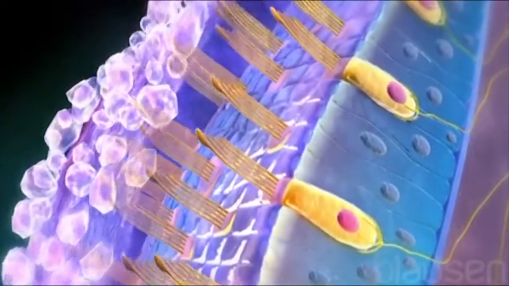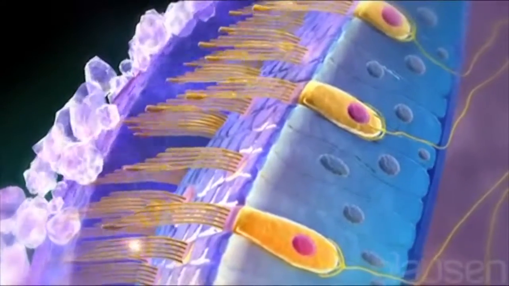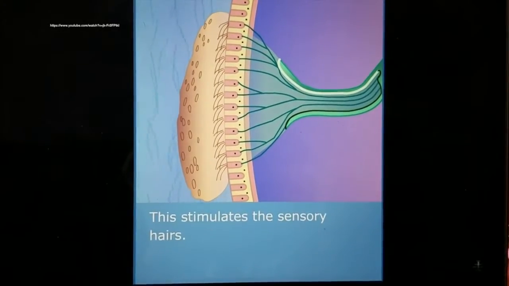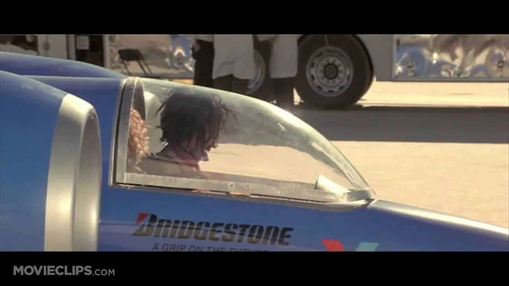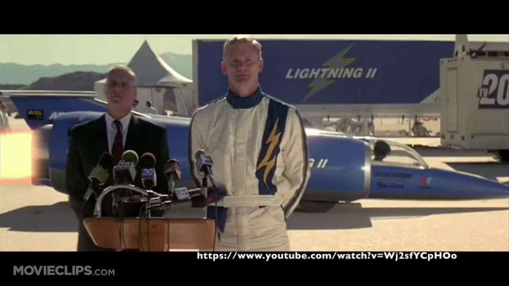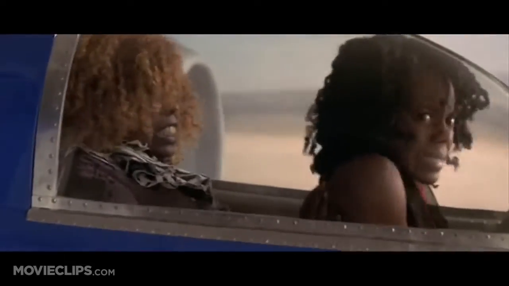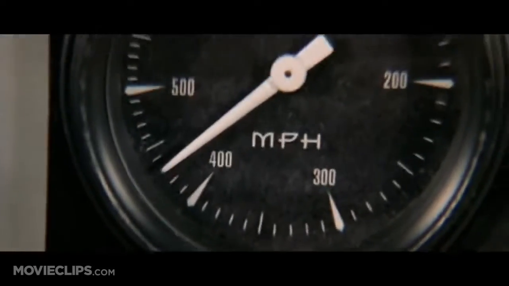When the head changes position, it's gravity that pulls on the gelatinous layer, which then triggers the maculae and signals a balance response to the brain. During linear acceleration, such as when riding in an accelerating car, inertia causes the mass of the otoliths to lag behind the movement of the head, which causes the hair cells to bend. This mechanism tells your brain that you're moving forward.